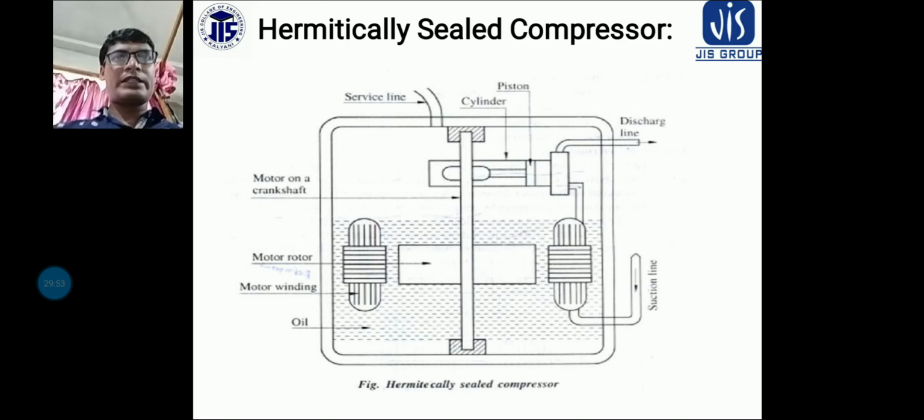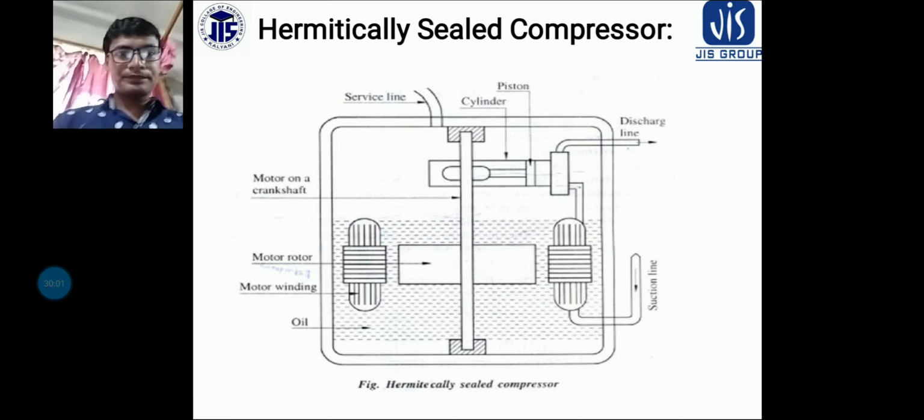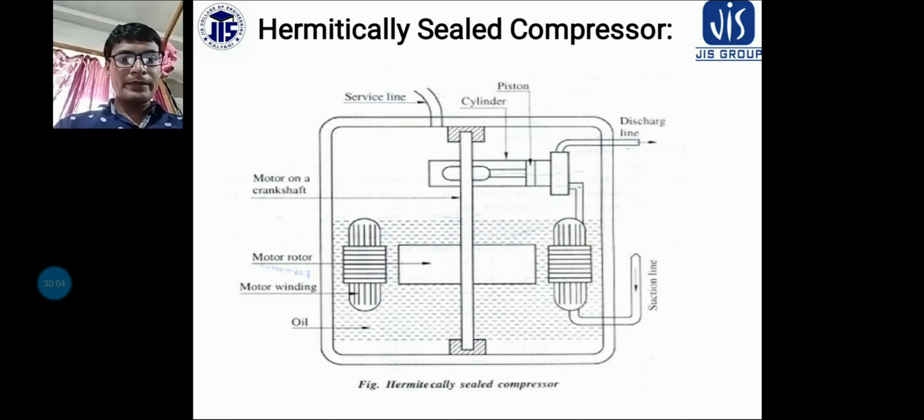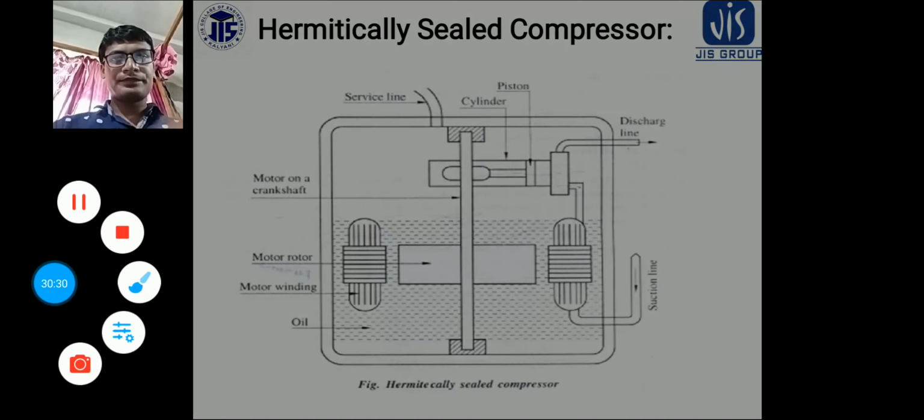So the hermetically sealed type compressor has some merits and demerits. What are the merits? Complete prevention of leakage of refrigerant, it is more compact, it requires less space, and it is less noisy also. And being housed in a low pressure area, the motor is cooled effectively.